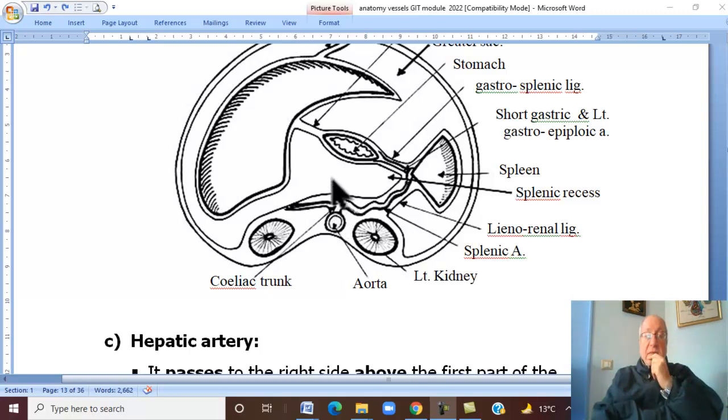What is anterior to celiac trunk? This cavity, which is lesser sac, separating the celiac trunk from what? Separating celiac trunk from this. What is this? Lesser omentum. Therefore, anteriorly there is lesser omentum, separated from the celiac trunk by cavity of lesser sac.